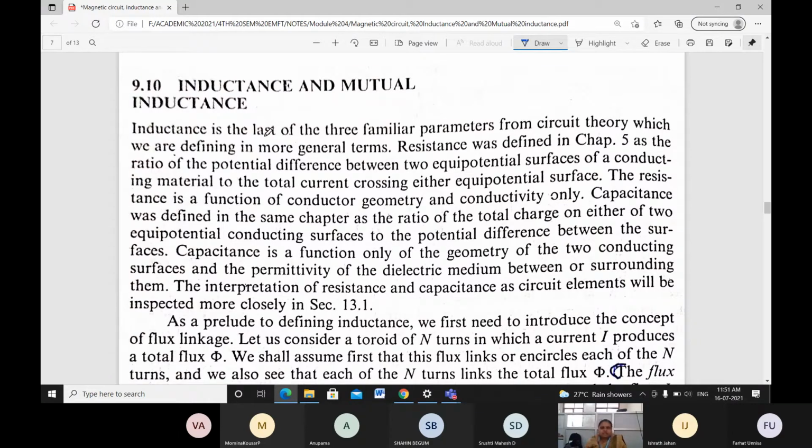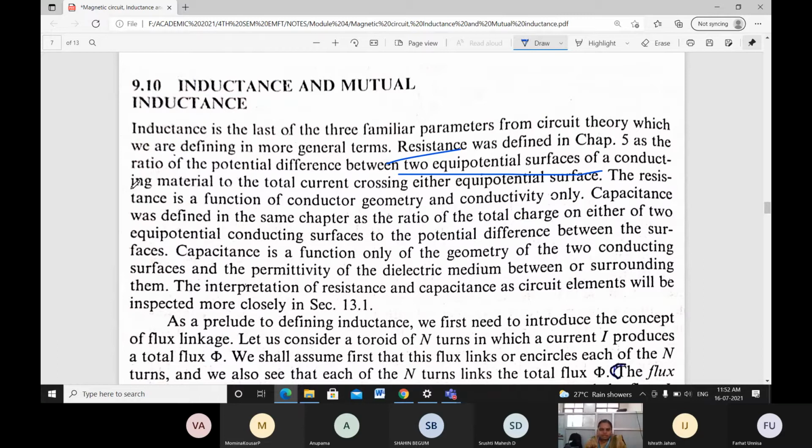Inductance is the last of the three familiar parameters in circuit theory. We know inductance from the initial subject, what we mean by inductance and how we calculate those values. Then resistance is the ratio of the potential difference between the two equipotential surfaces of the conducting material to the total current crossing either equipotential surface. This is our resistance.